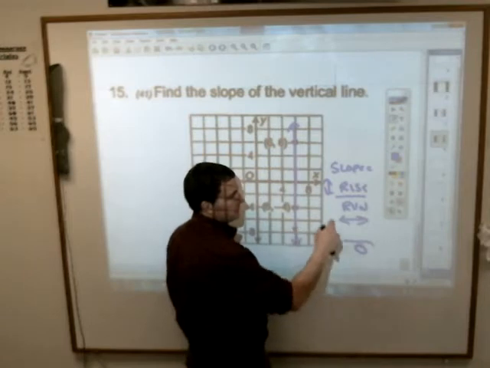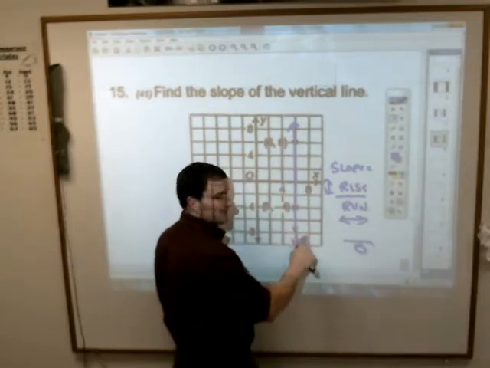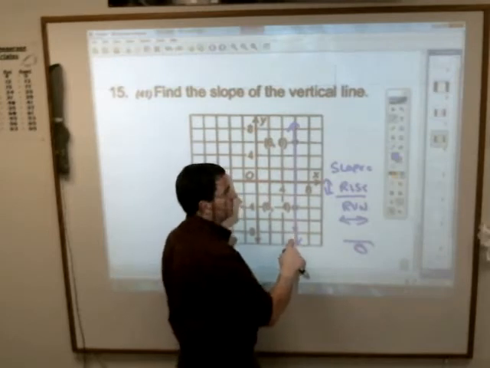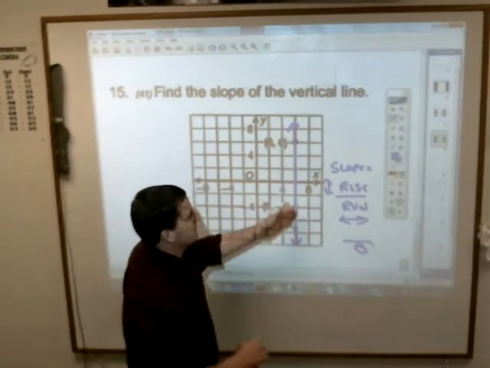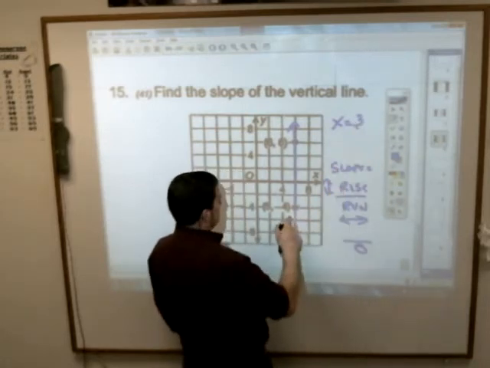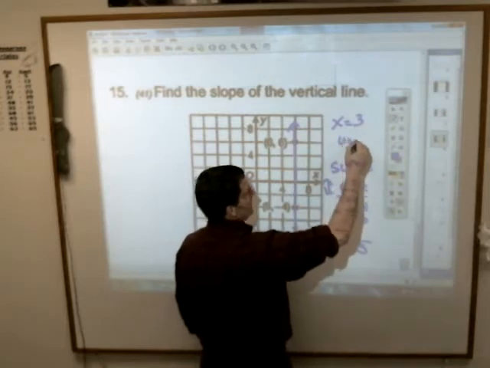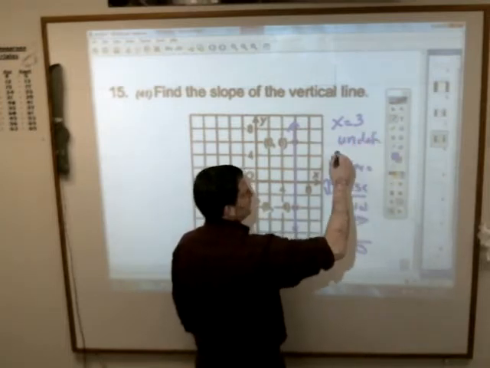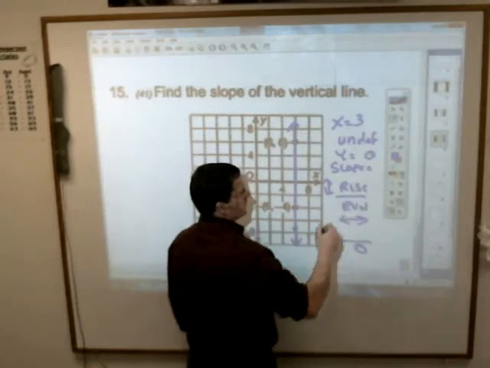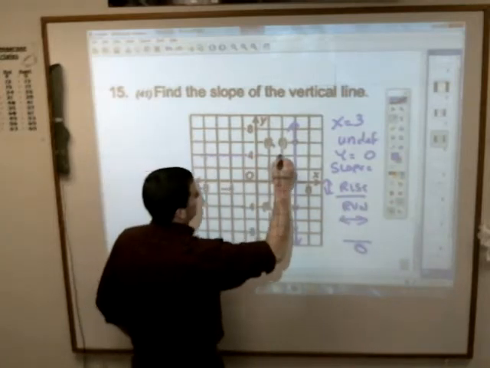The run is also called the change in x. How much does the x value change? It doesn't. But a general rule to yourself would be if it's an x equals line, like x equals 5, that is an undefined slope. If it's a y equals line, it has a slope of 0. You can have horizontal lines.